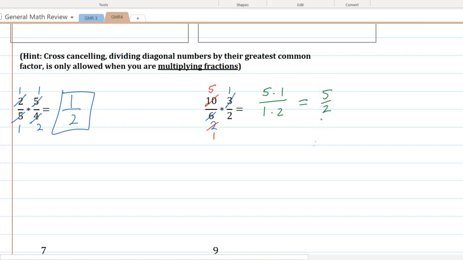Sometimes an improper fraction is okay, sometimes it's not. We ask ourselves, how many times does 2 go into 5? It goes in 2 times. How much is left over? There's 1 left over. So we have 2 and 1 half.